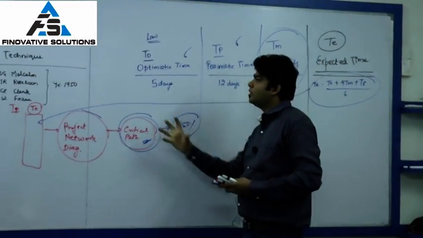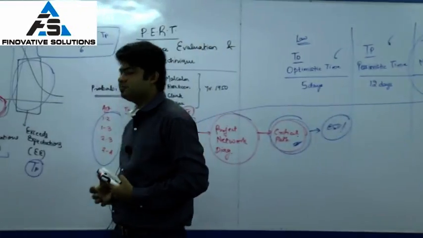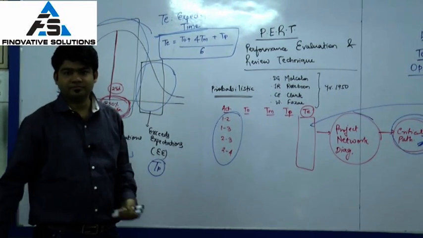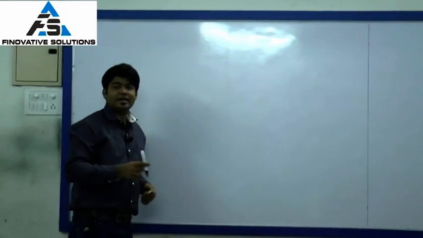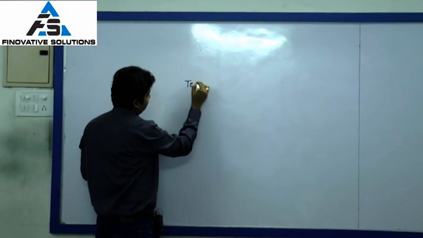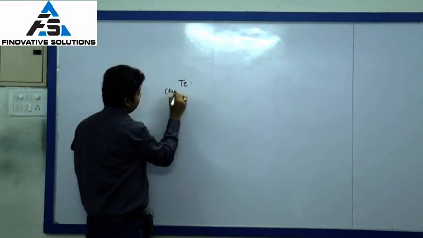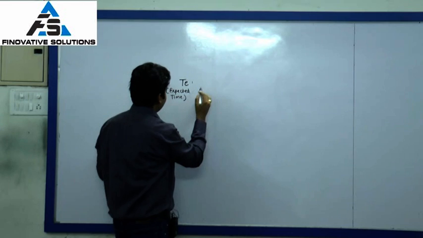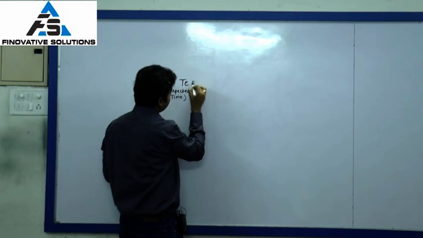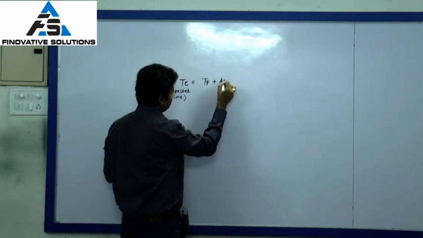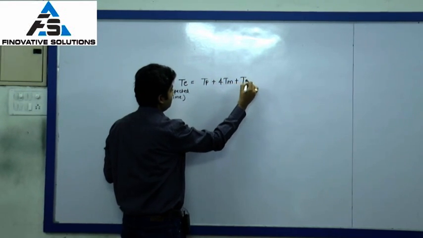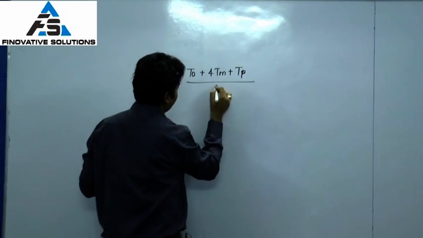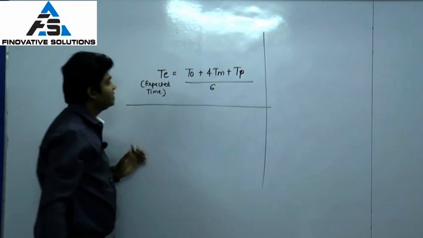So that is how the whole fundamental of TE works, and we will be able to complete the critical path based on this. I hope we are clear. Now that we are clear with the understanding of TE, which is my expected time, I will conclude that TE is equal to (TO plus 4TM plus TP) upon 6. This basically gives me my TE.